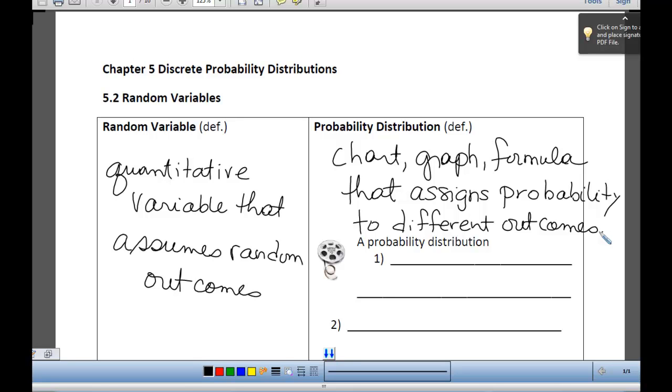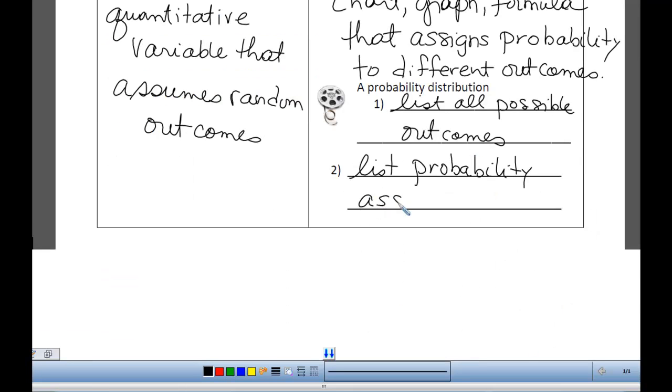But when we talk about a probability distribution, there will be two things that you want to do. First of all, we're going to list all possible outcomes. And then list the probability associated with each outcome. All right, so keep that in mind.